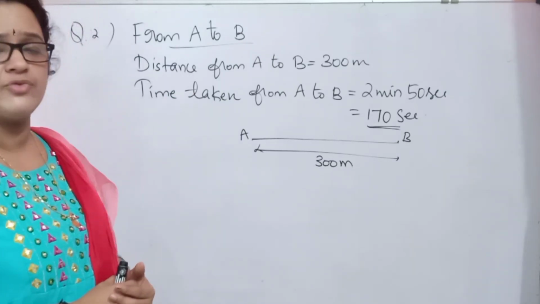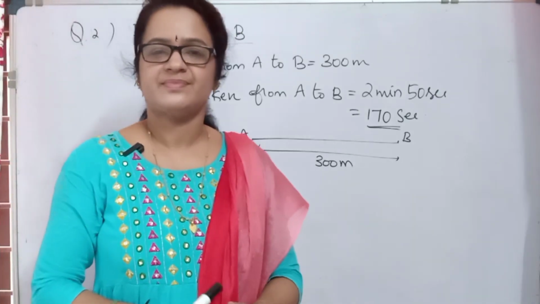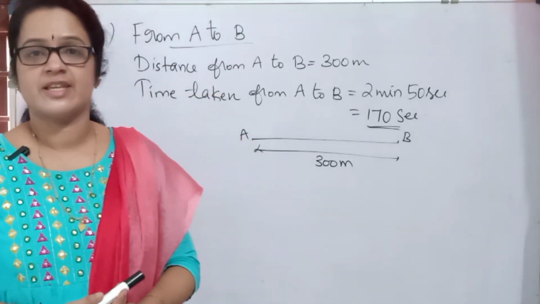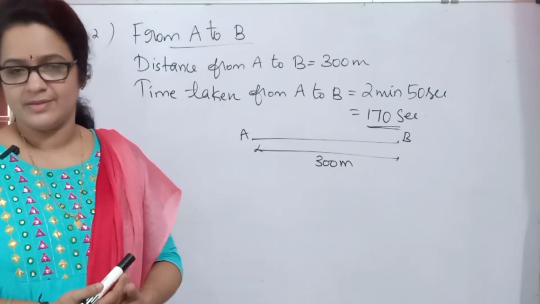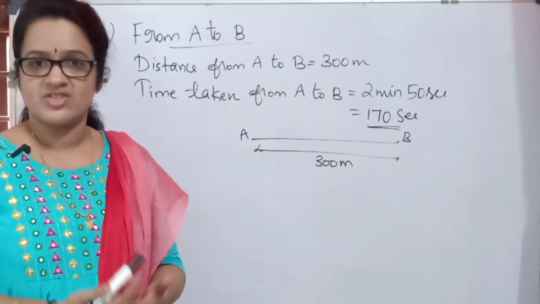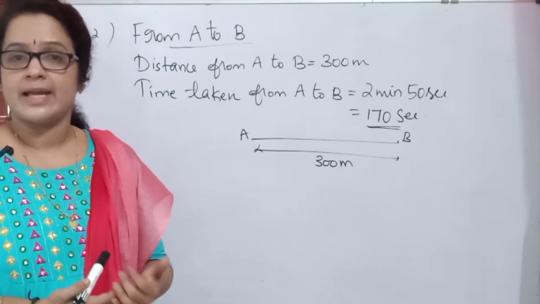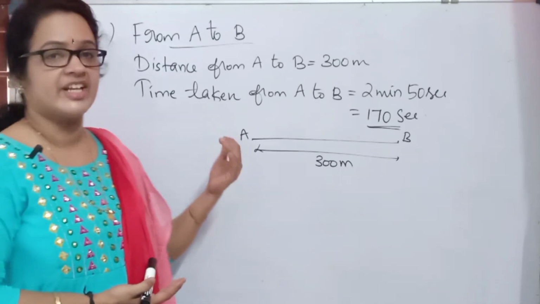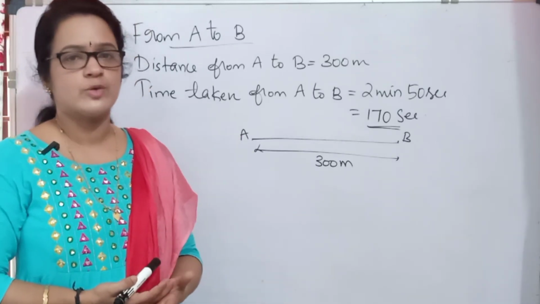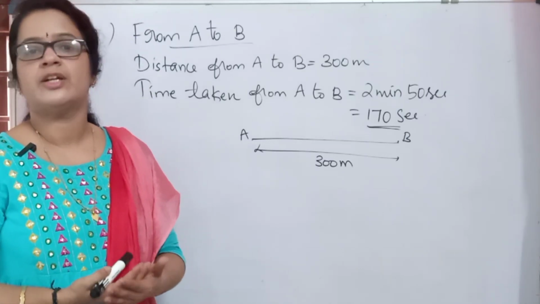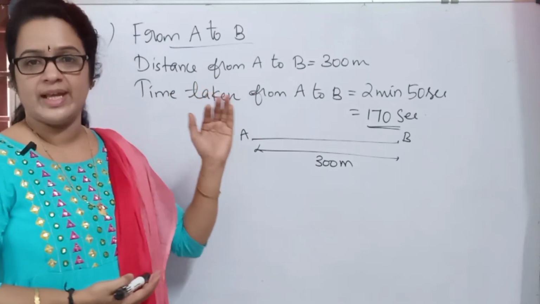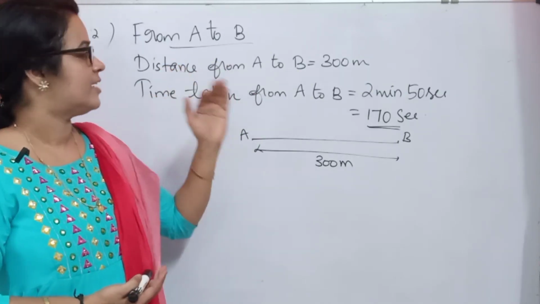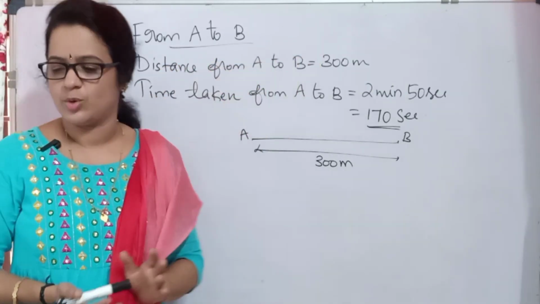So what is the equation for finding the average speed? Yes, average speed is equal to total distance traveled divided by total time taken. Okay, average speed is total distance traveled divided by total time taken. And what about the average velocity? Average velocity is total displacement divided by total time taken. Okay, so first of all we have to calculate the average speed. For that we have to find the total distance.